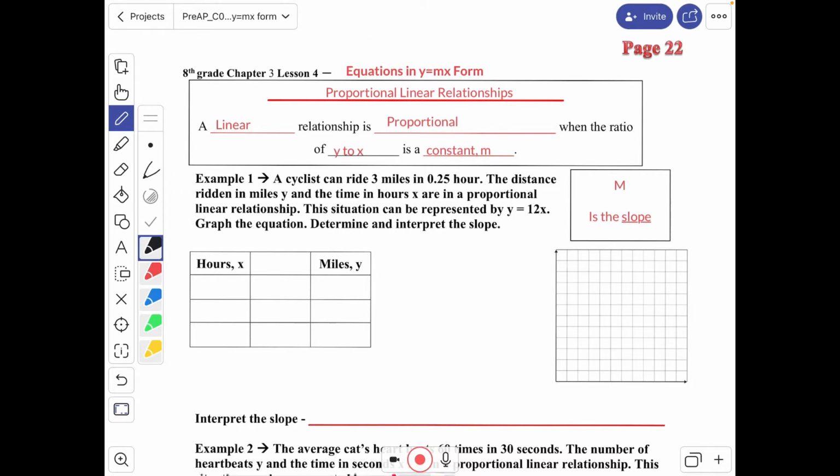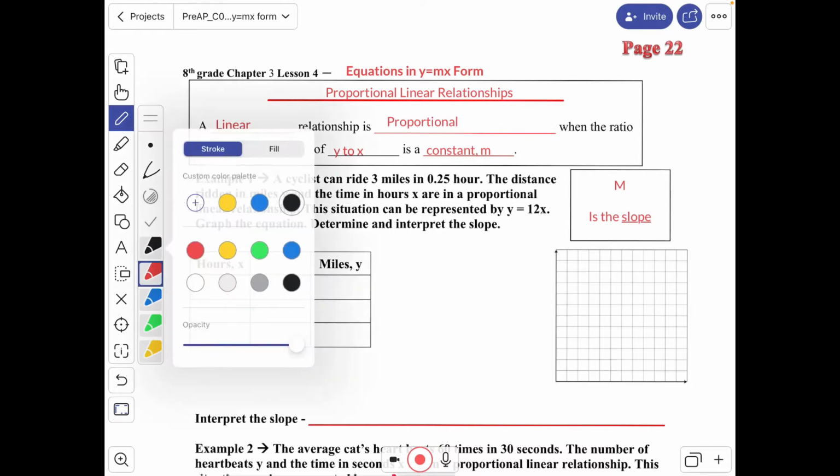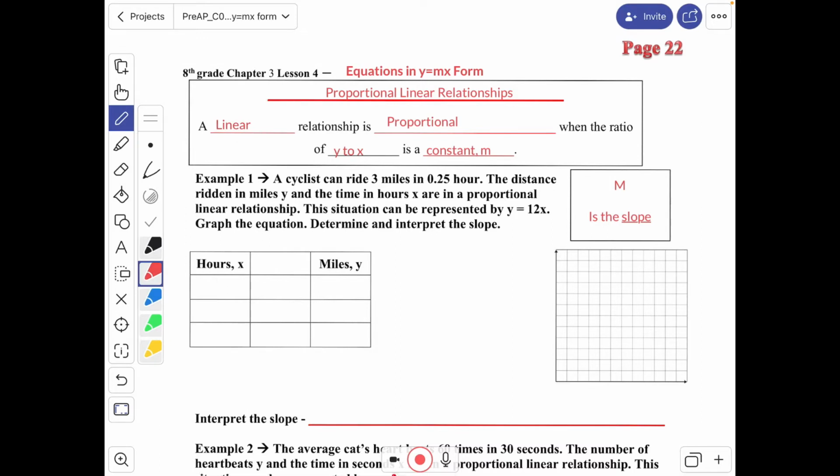So let's look at example 1. A cyclist can ride 3 miles in 0.25 hour. The distance ridden in miles y and the time in hours x are in a proportional linear relationship. The situation can be represented by y equals 12 times x. Graph the equation and determine and interpret the slope.